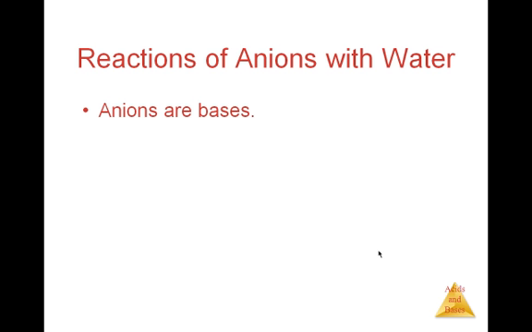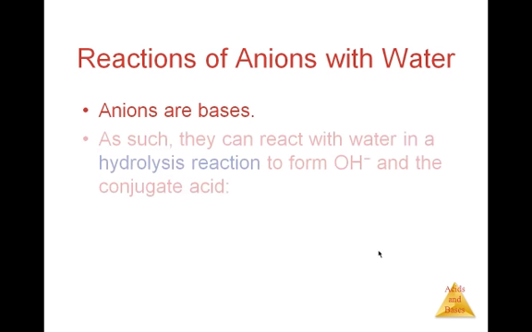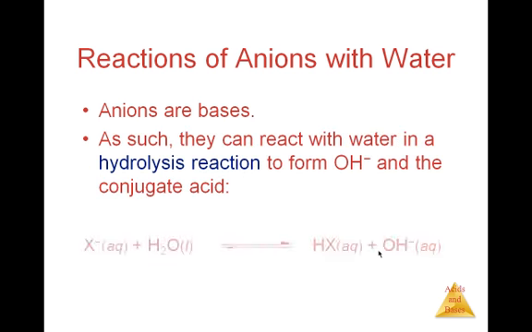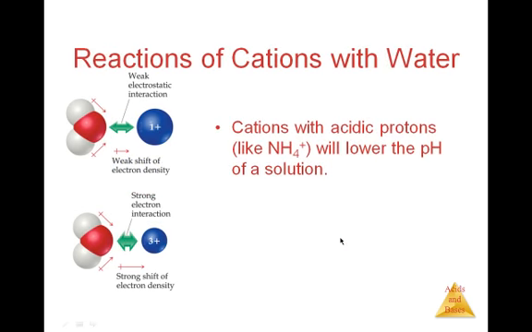Alright, reactions of anions with water. Anions are bases. They accept hydrogen ions. As such, they can react with water in a hydrolysis reaction to form hydroxide and a conjugate acid. So if I have NaX, when X negative is in water as aqueous, it can bump into water and form a hydroxide and HX, aqueous. So here's a classic example of it.